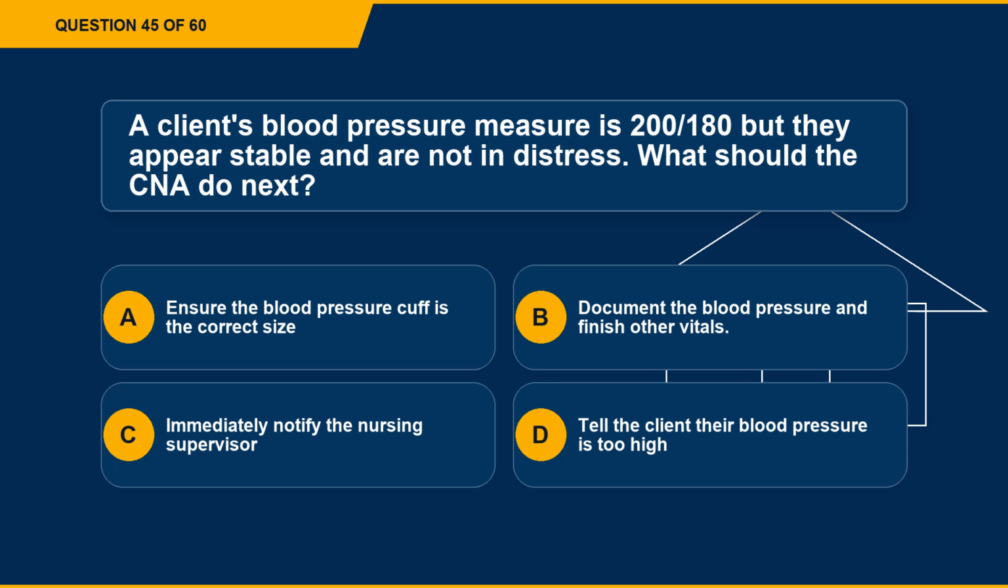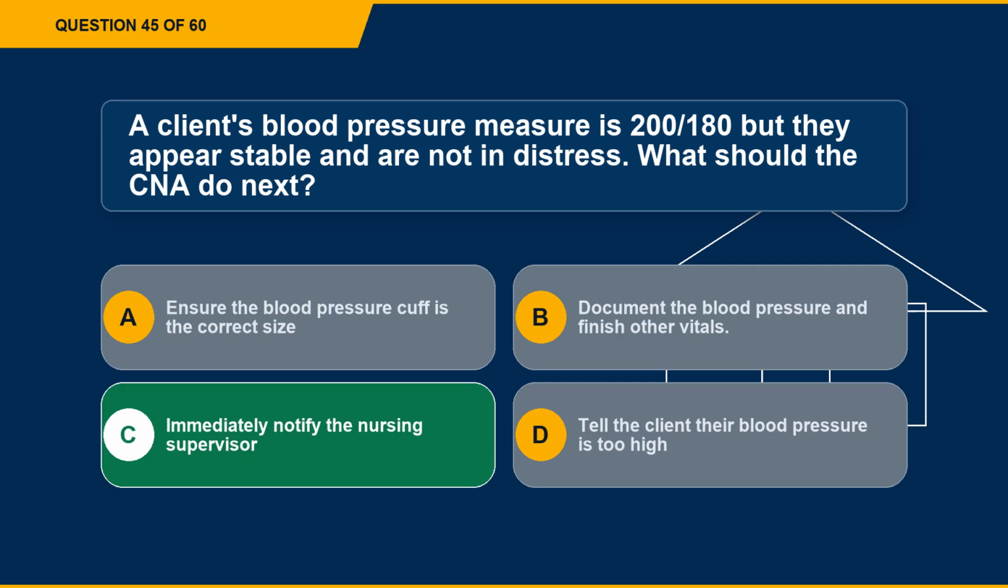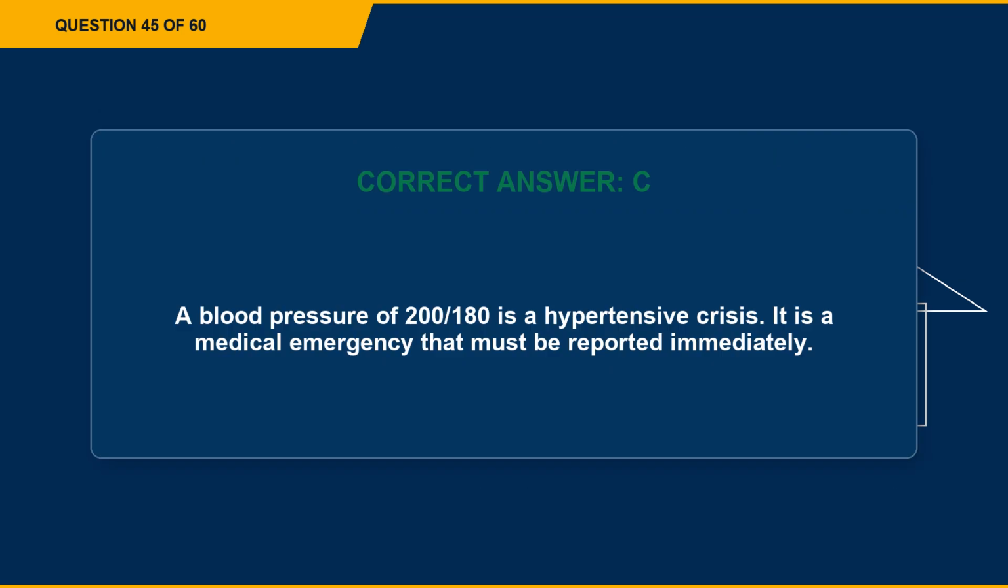Question 45. A client's blood pressure measures 200/180 but they appear stable and are not in distress. What should the CNA do next? Option A, ensure the blood pressure cuff is the correct size. Option B, document the blood pressure and finish other vitals. Option C, immediately notify the nursing supervisor. Option D, tell the client their blood pressure is too high. The correct answer is option C, immediately notify the nursing supervisor. Explanation. A blood pressure of 200/180 is a hypertensive crisis. It is a medical emergency that must be reported immediately.